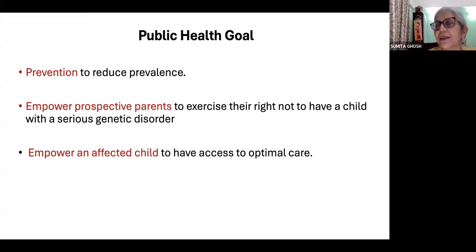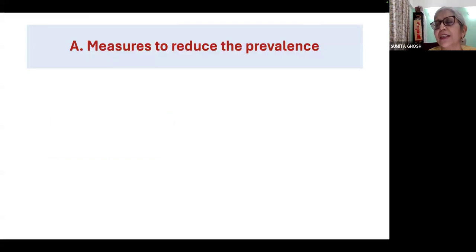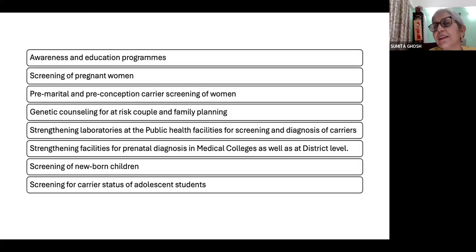Optimal here, we know that this management is ultimately a lifelong process and needs a bone marrow transplant or higher management. So optimal management has been defined under public health so that they have access to the basics. There are various measures which have been taken to reduce the prevalence. The first one is awareness and education programs, especially at the adolescent age group, at the school health age group. That has been a policy decision.